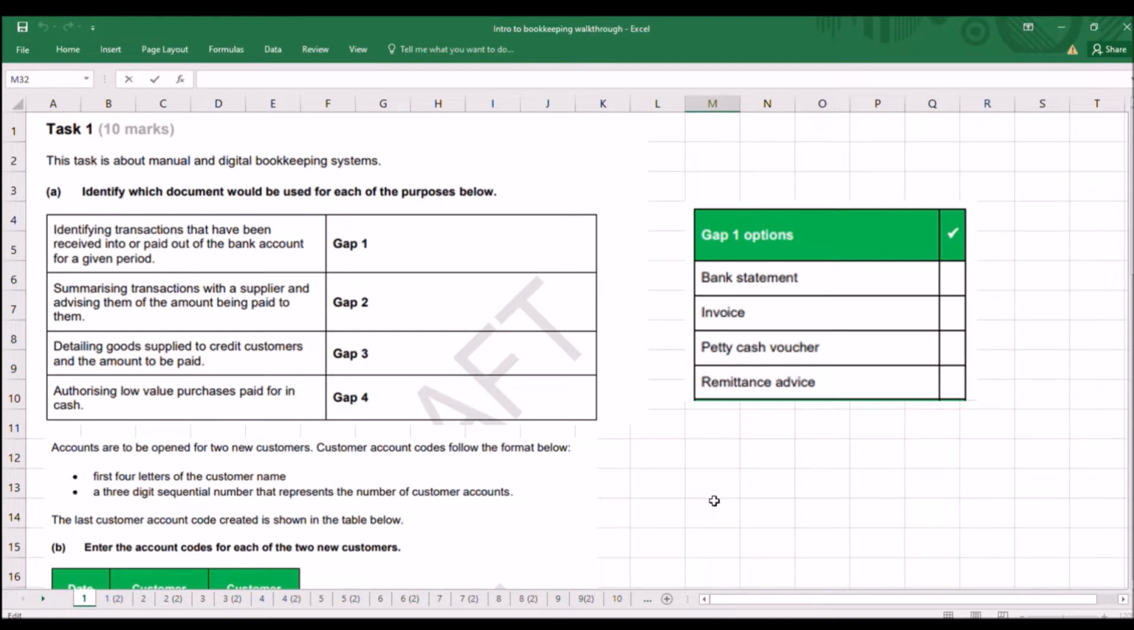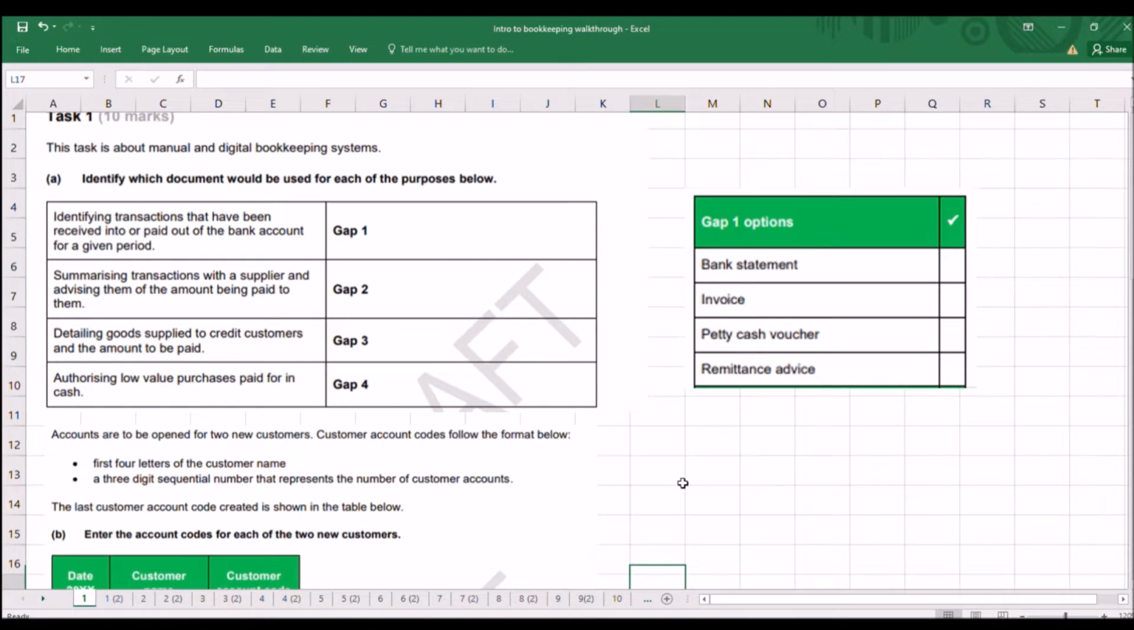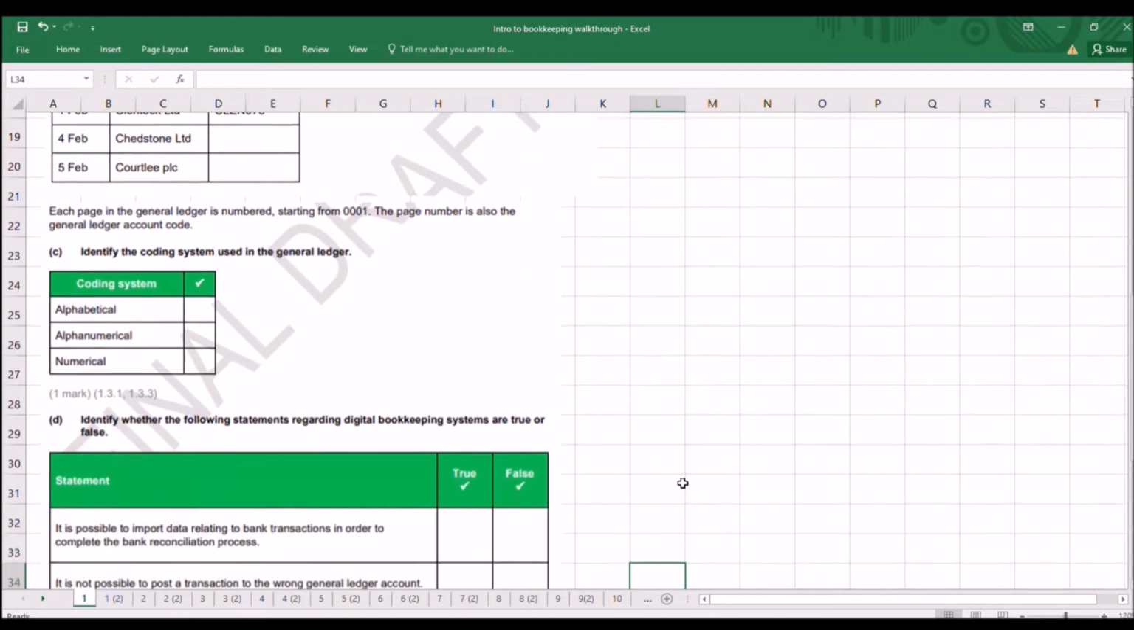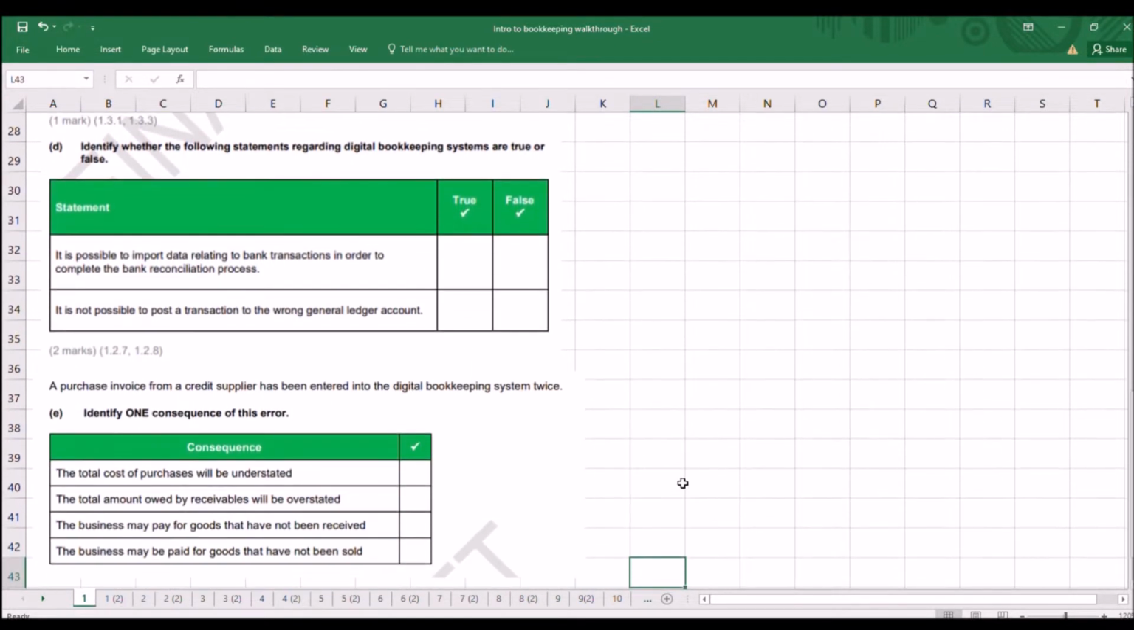So in task 1, you've got a source document, statements of accounts question at the start, A. Then in B, you've got a coding question, and then D and E is a digital bookkeeping question.